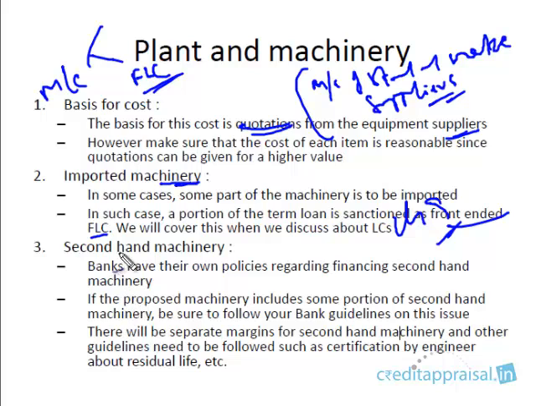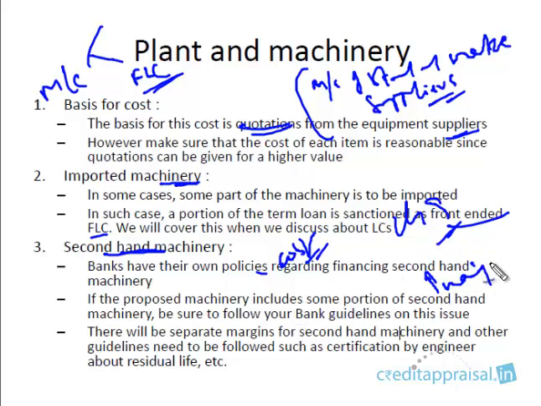In some cases, companies will be purchasing second-hand machinery, maybe due to the cost factor. Maybe the cost of the original machine is high and they want to save some amount, or maybe the original machine is not available due to shortage. Banks will have their own policies regarding financing second-hand machinery. You have to look into your loan policy guidelines. Usually banks will have a higher margin.